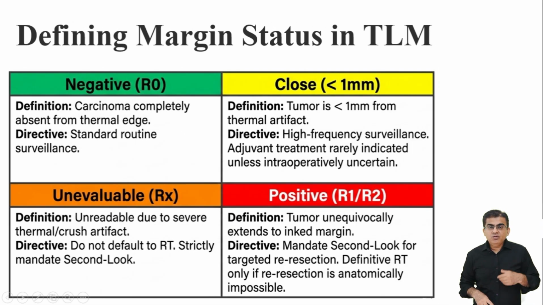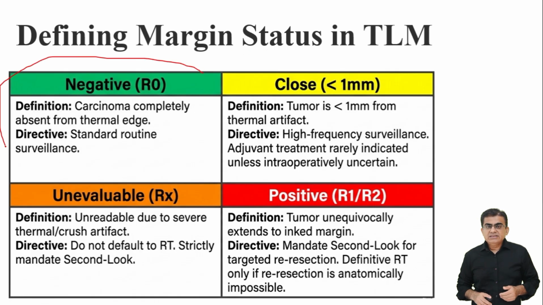Let us now look at how we clinically define and manage the final margin status. First, look at the negative or R0 margin. This means the invasive cancer is completely absent from the thermal edge. For these patients, you simply proceed with standard routine surveillance.